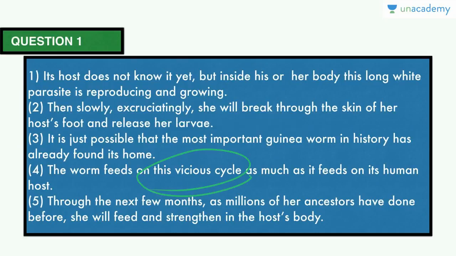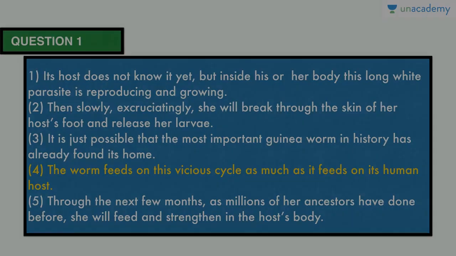I can't even find the vicious cycle. I think sentence 4 has to be the answer, and the sequence should be what? 3. It is possible that the worm has found its home. Its host does not know it yet, but inside his or her body is this long white parasite reproducing and growing. Then, through the next few months, as her ancestors have done, she will feed and strengthen in the host's body, and then, slowly and excruciatingly, she will break through the skin of the host's foot and release her larvae. So it is a very logical thing that makes a good sequence. 3 1 5 2, and 4 is the sentence that is the odd one out.